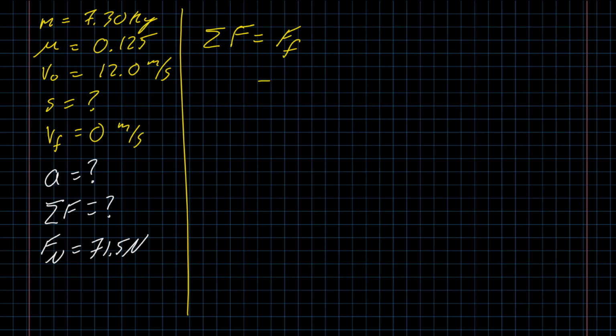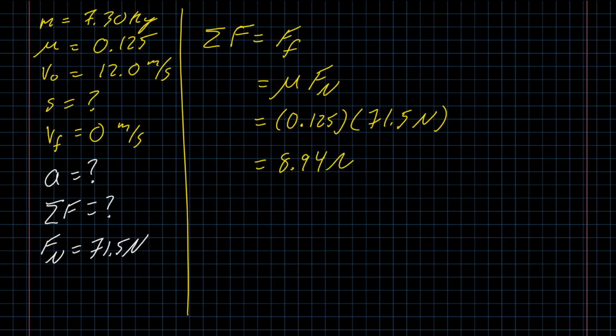The formula for a frictional force is still coefficient of friction times the normal force. Our coefficient of friction was given to us as 0.125. Our normal force was given to us, or we just calculated, as 71.5. And if I multiply those things, I get 8.94. Right. So our net force is 8.94 newtons.